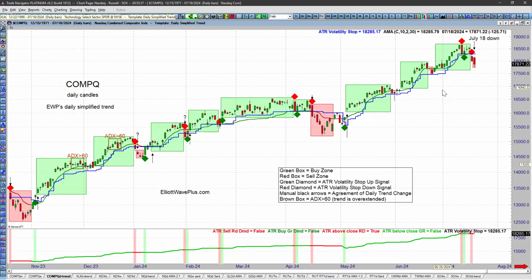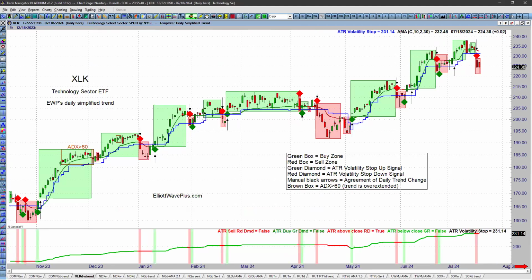The daily trend on the all-inclusive NASDAQ composite just today turned to the downside. The daily trend on the XLK technology sector using my daily trend template just turned to the downside yesterday. That was on Wednesday.